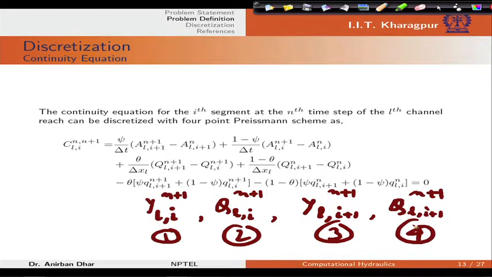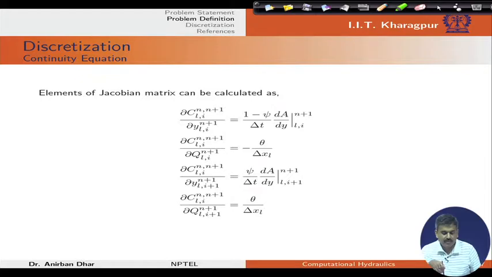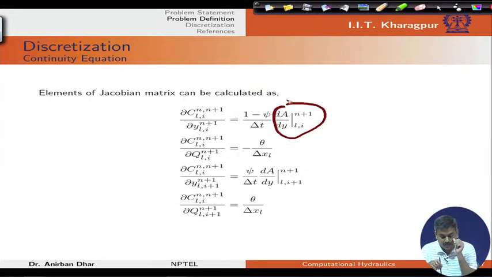Now, we need to take a derivative of the C l I n plus 1 with respect to these 4 variables. So, if we take a derivative of our continuity equation, we will get these 4 terms. Obviously, in this case dA by dy is the derivative of area with respect to y, and area is a function of y only, it is not a function of discharge in this case.